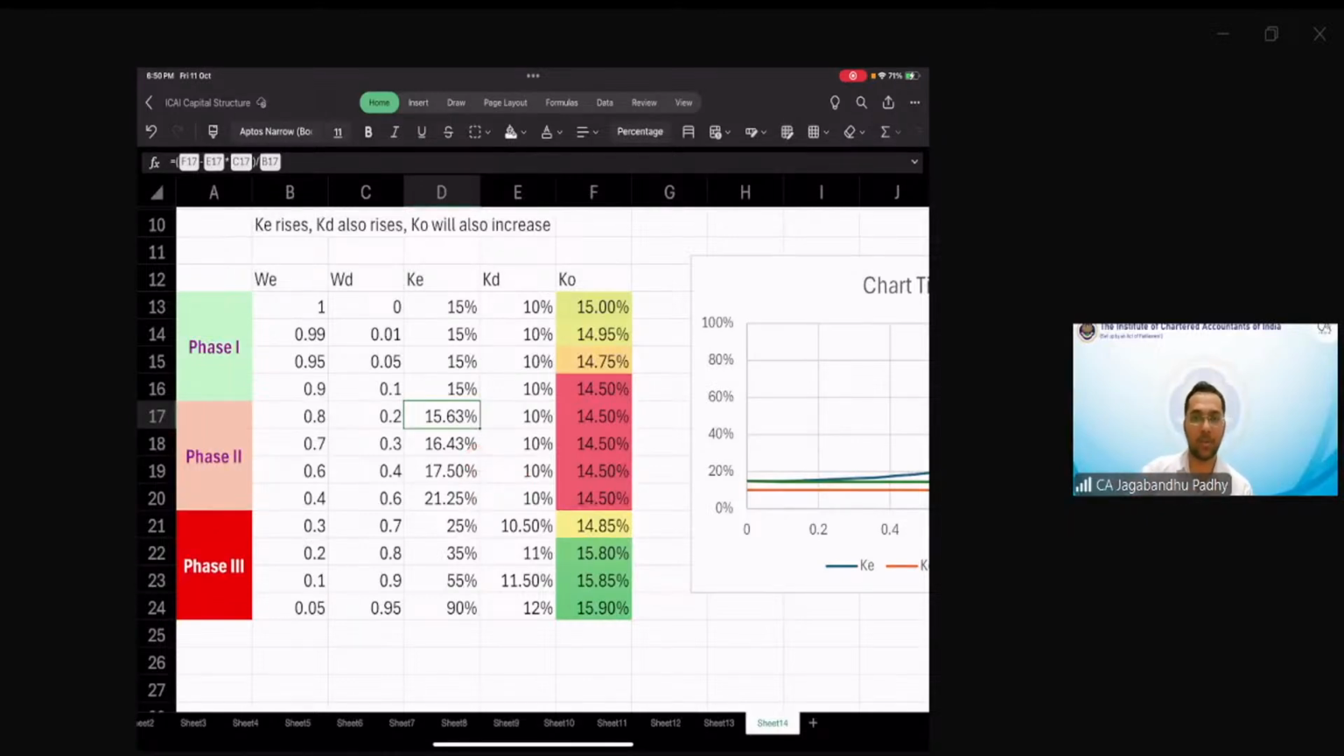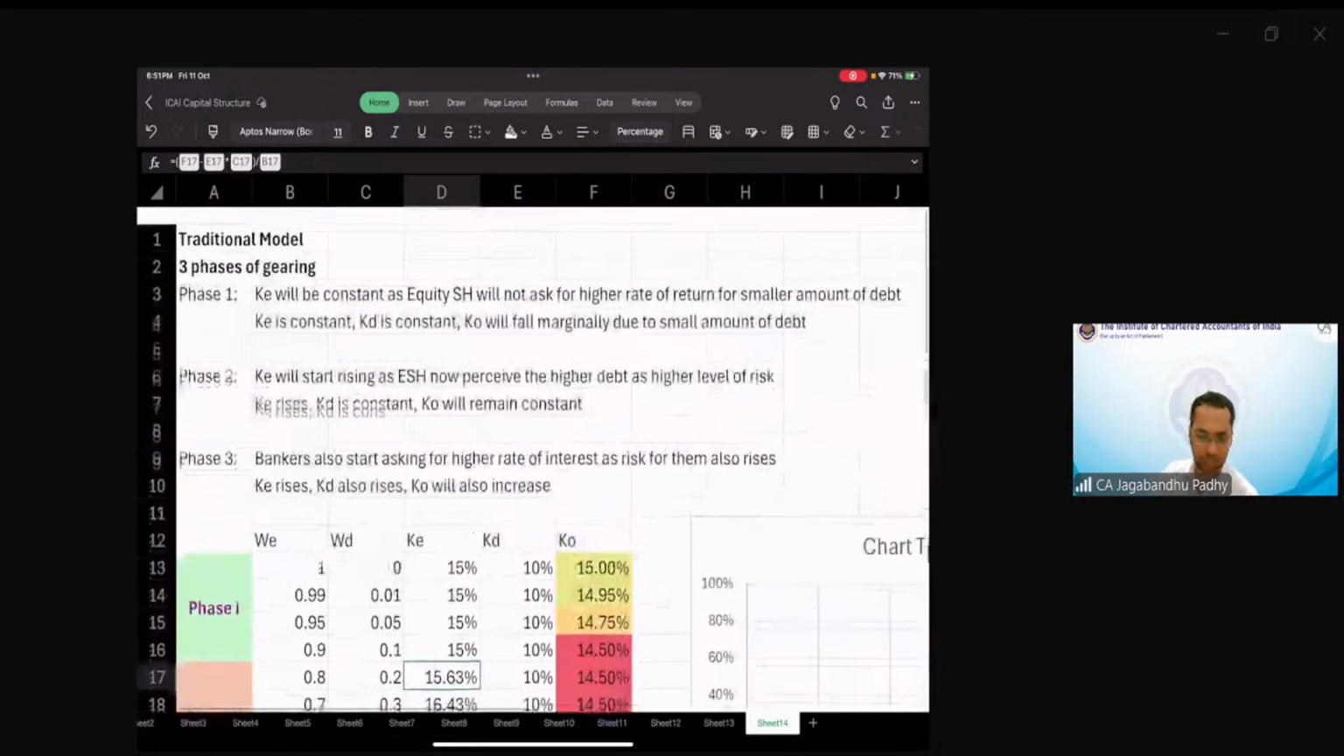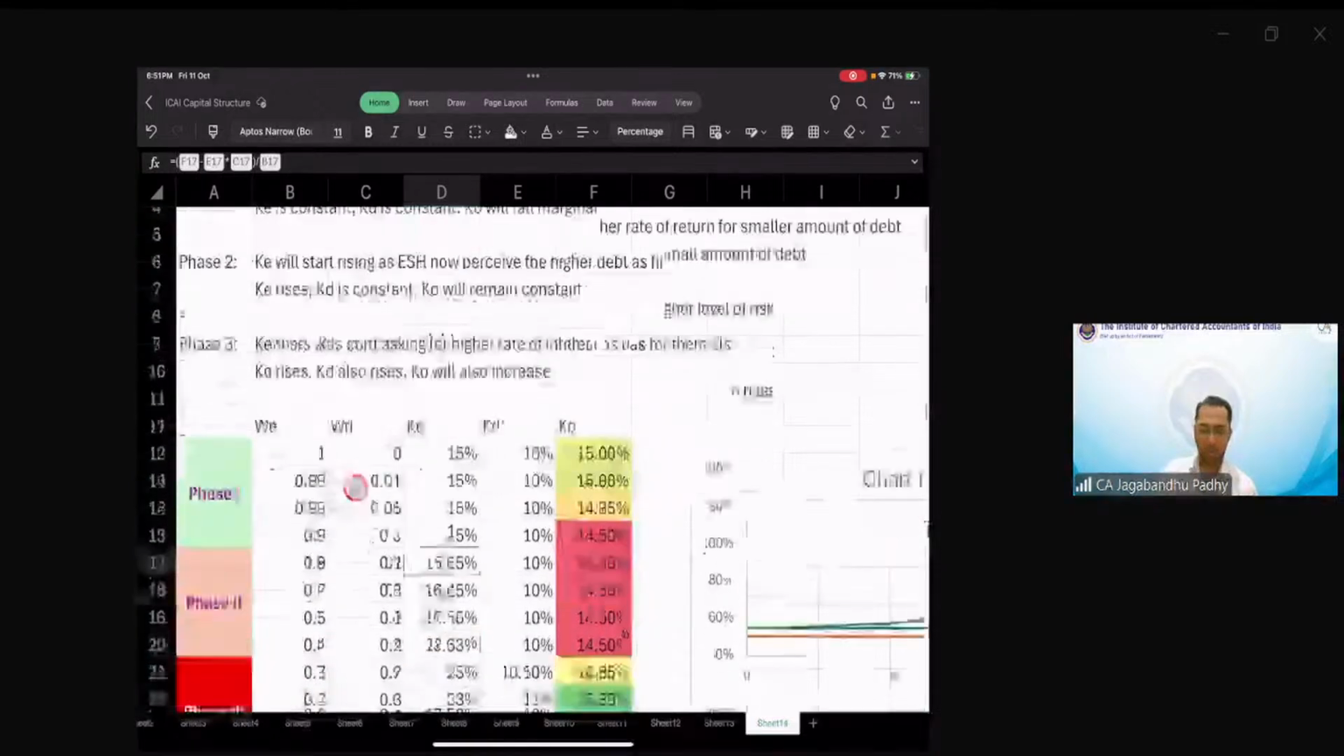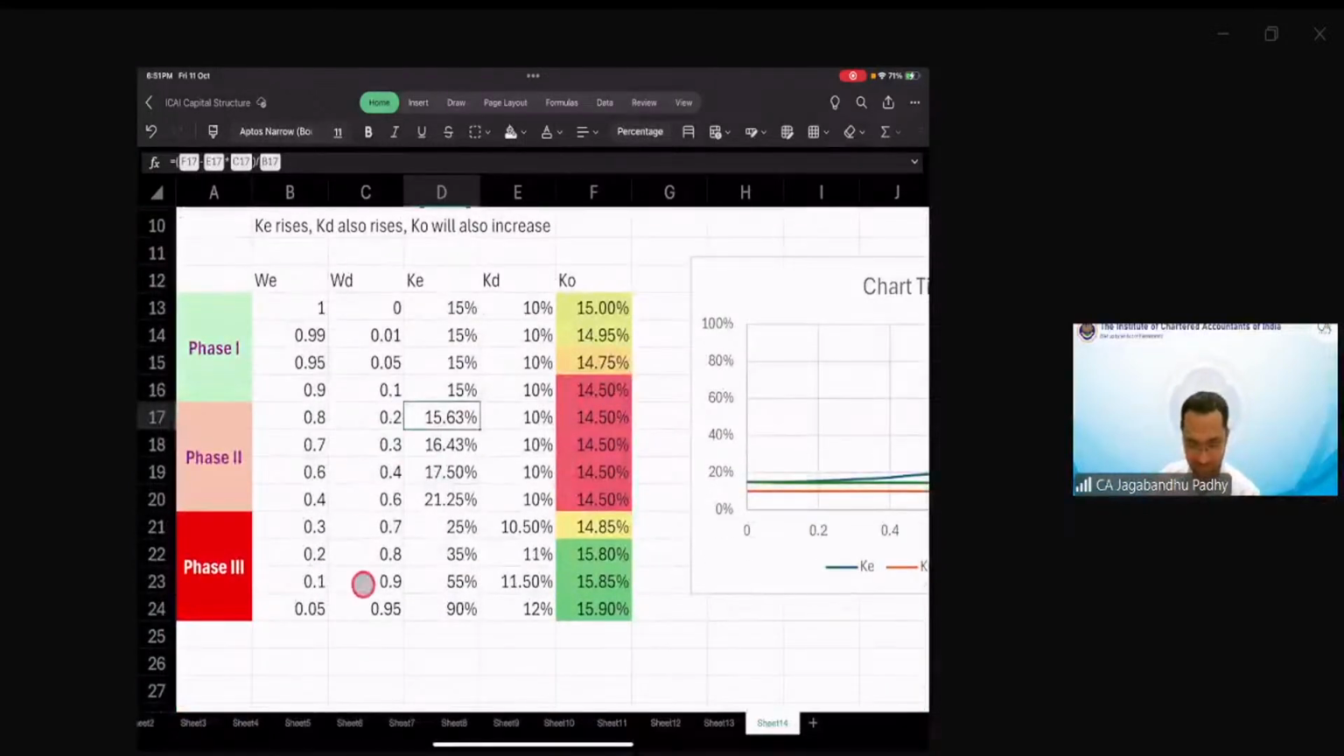Okay, sir. In phase 1, K and KD are constant. Yes, because that's a small amount of debt which the company takes. KO is decreased. In phase 2, K is increased, KD is constant, and KO is also constant. Yes. And phase 3? Everything is rising. Yes, sir. Okay. Clear.